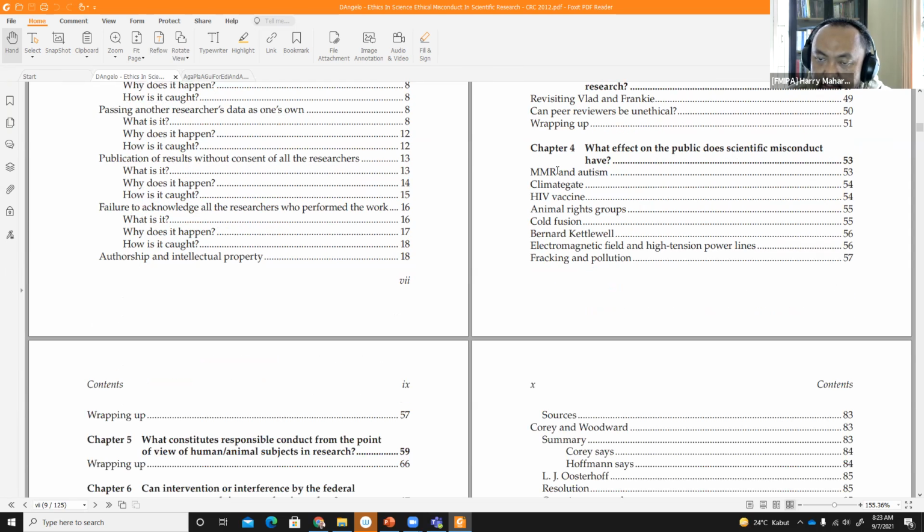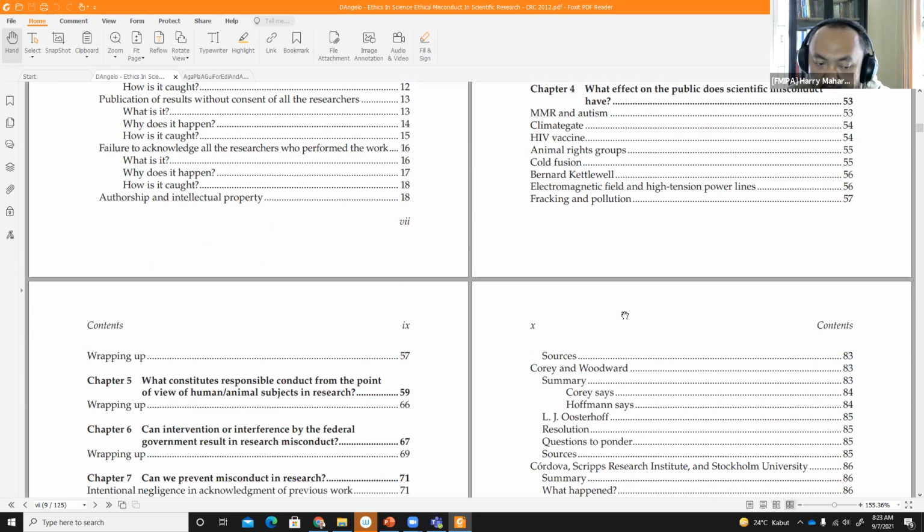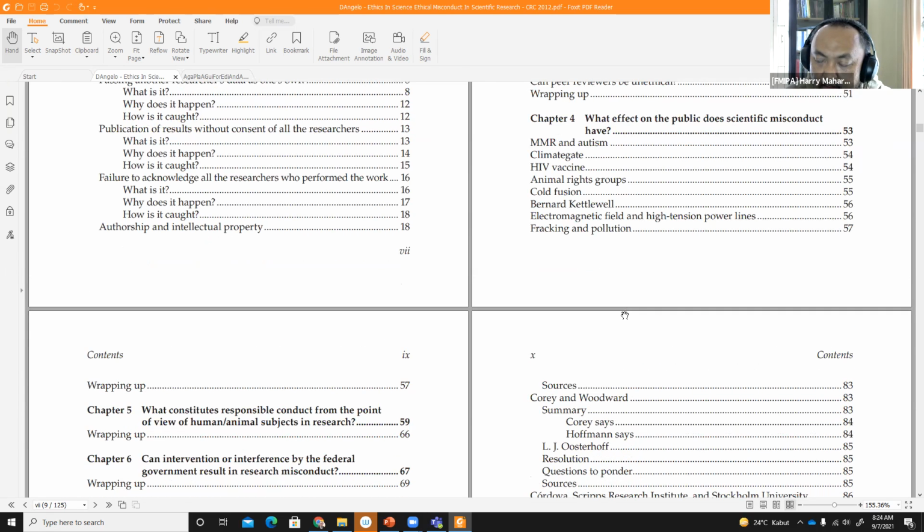Okay, so what effect on the public does scientific misconduct have? For example, in this book John DiAngelo also provides an example of how scientific misconduct affects the public. So for example, there is a mistranslated issue between MMR and autism. Okay, so maybe due to a misinterpretation or misconception between readers or between scientists, they said that if one uses MMR on a certain patient, it will increase the chance of having autism, and so on. So it is something that is very sensitive for the public.